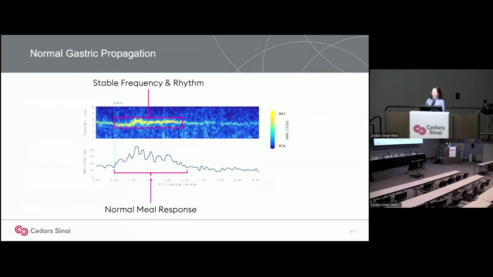So here is a profile of what a normal gastric spectral analysis looks like. We can see that the rhythm index is normal, meaning that there is a stable frequency and rhythm. We can see that the increased amplitude in gastric contractions then goes back to their baseline fasted state after about 2.5 hours.